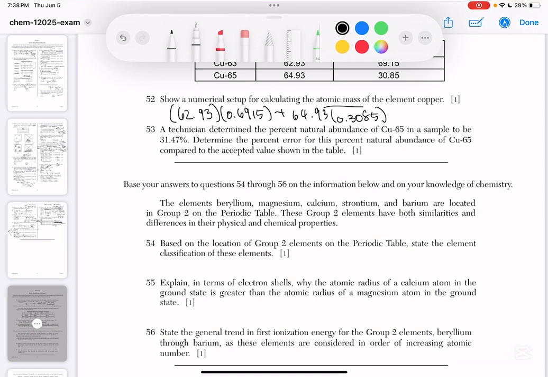Okay, now we have to do the actual math. Where's my calculator? My chair's so creaky. It's been creaking this whole time.